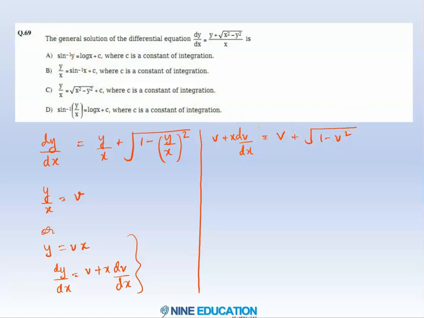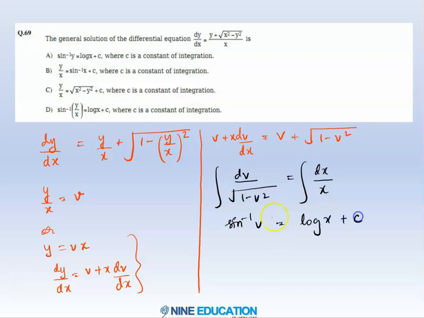If you observe, v will get cancelled, and after that we can apply the normal variable separation method. So dv by root over (1 minus v square) is equal to dx by x, and if you integrate both sides, we'll be getting sin inverse v is equal to log x plus some constant c, and that is nothing but sin inverse (y by x) is equal to log x plus c, which is option number D. So D is the correct answer.